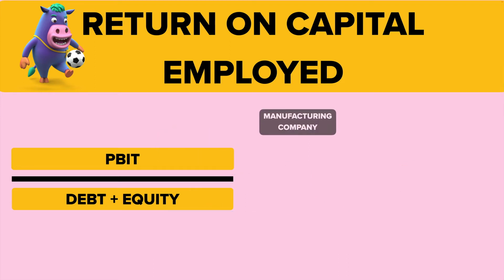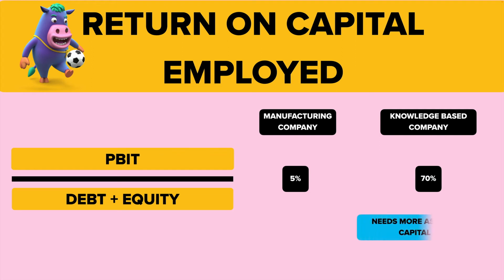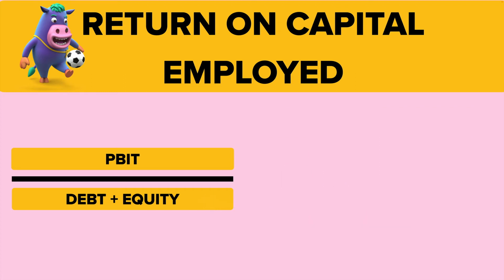Now, another example could be just comparing two different industries. If one's in the manufacturing industry and one is like accountancy or knowledge industry, well, the manufacturing company should have a far lower return on capital employed than accountancy. Why? Because the manufacturing company needs more assets, needs more capital employed. And so therefore, their denominator will be far bigger, and therefore they will get a lower return on capital employed. So comparing two companies in different industries is pretty pointless. What you want to be doing is comparing companies in your industry.